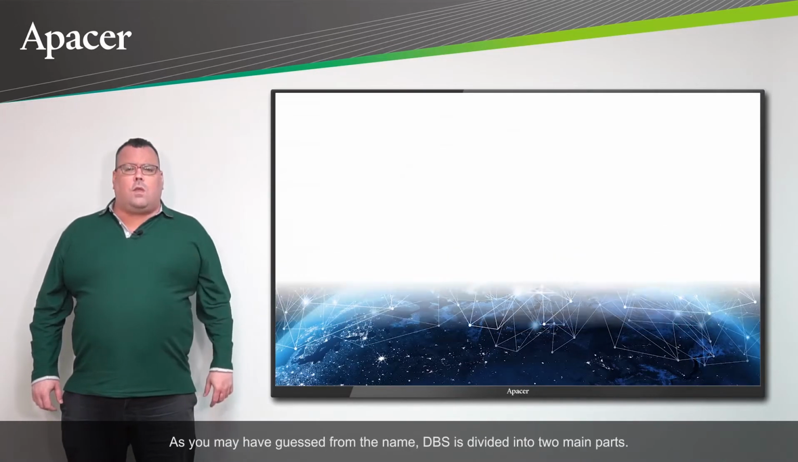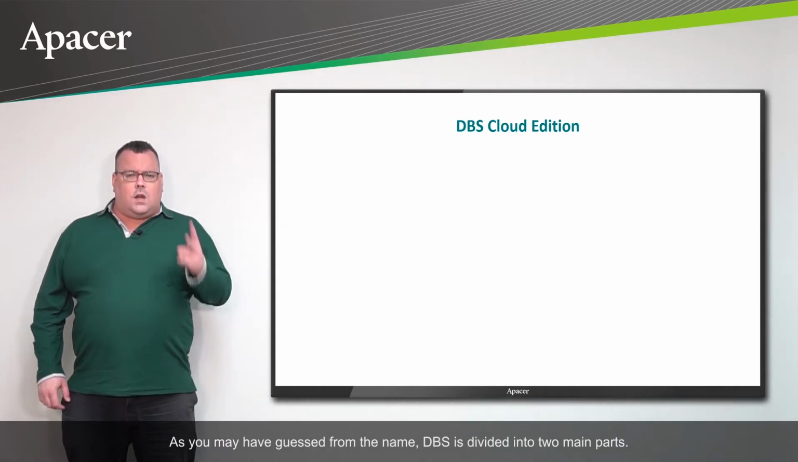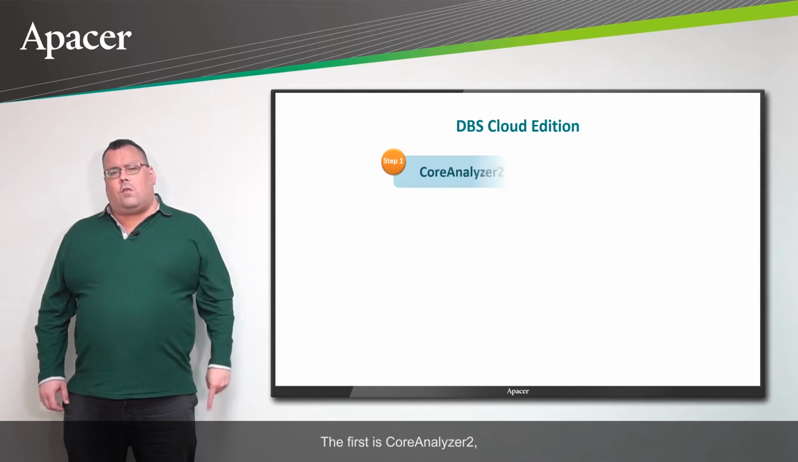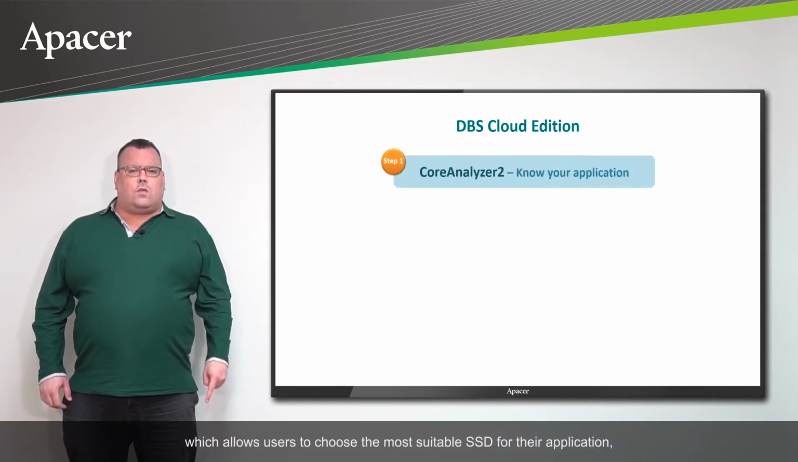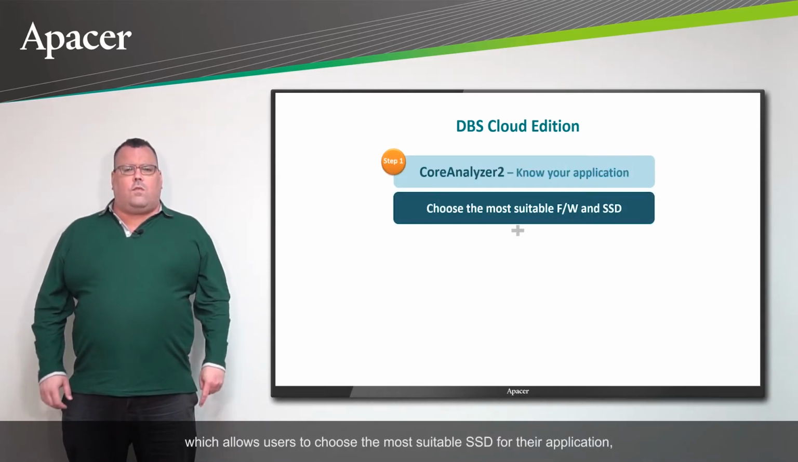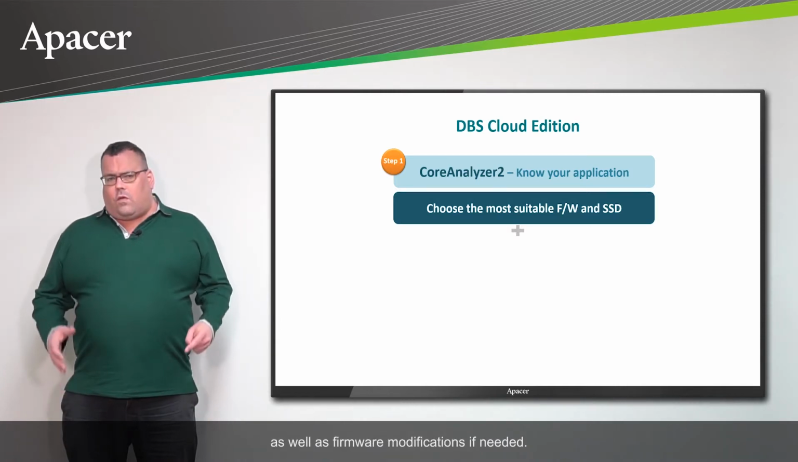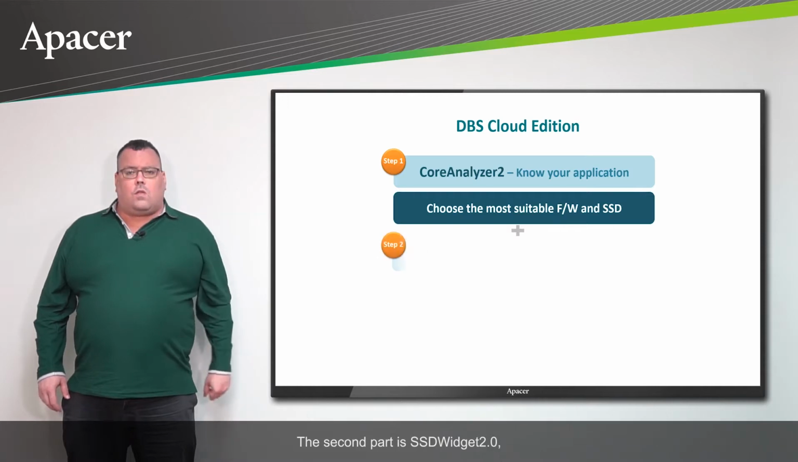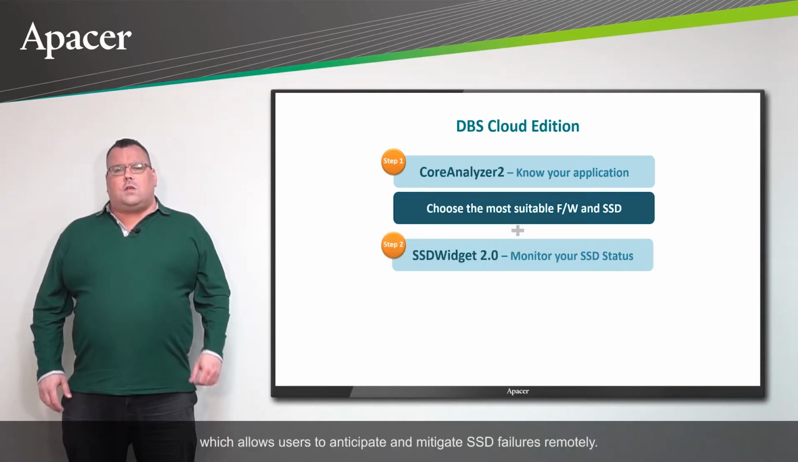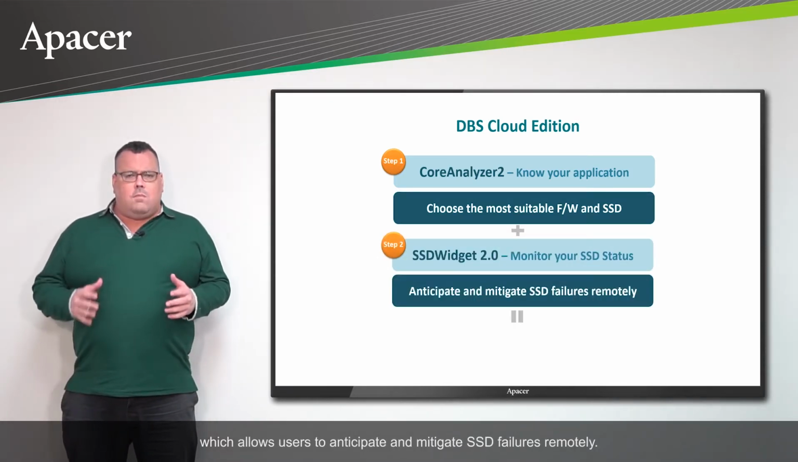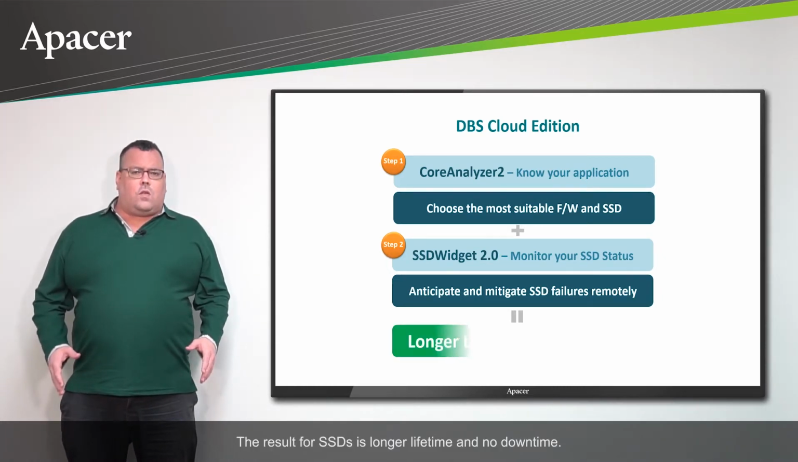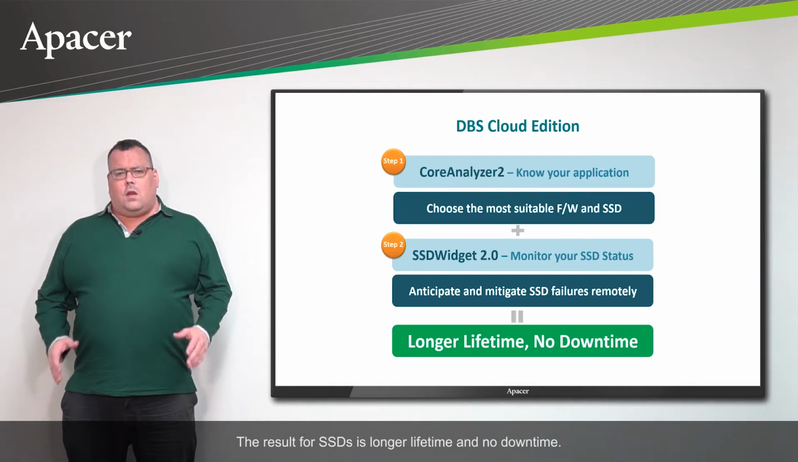As you may have guessed from the name, DBS is divided into two main parts. The first is Core Analyzer 2, which allows users to choose the most suitable SSD for their application, as well as firmware modifications if needed. The second part is SSD Widget 2.0, which allows users to anticipate and mitigate SSD failures remotely. The result for SSDs is longer lifetime and no downtime.